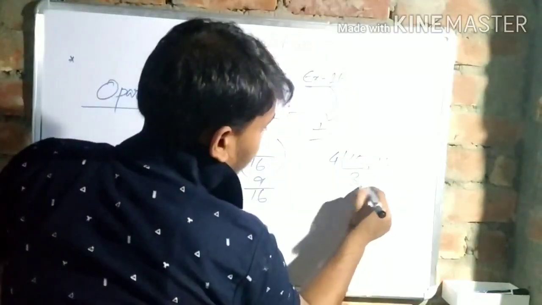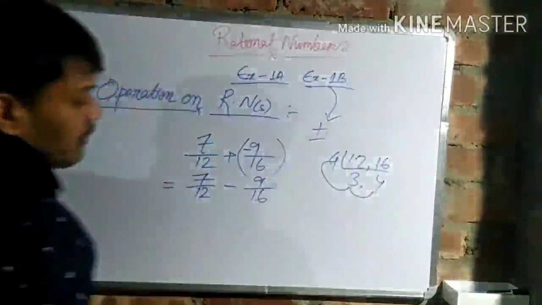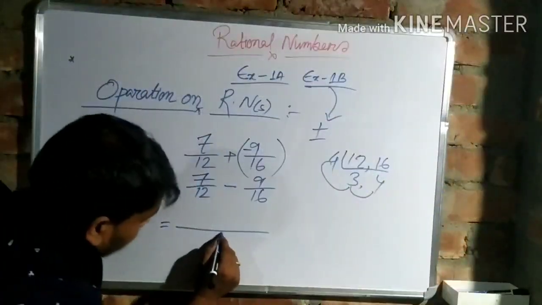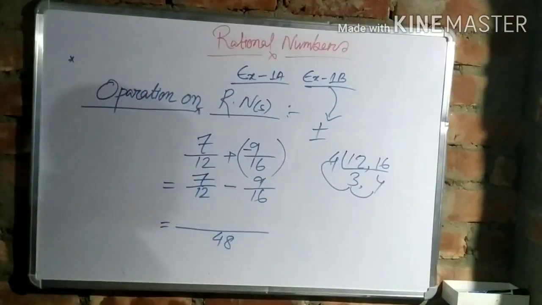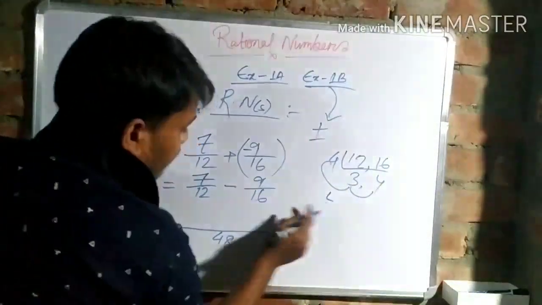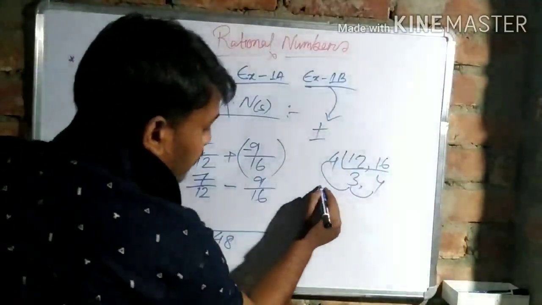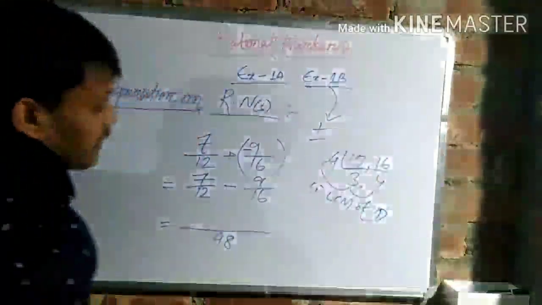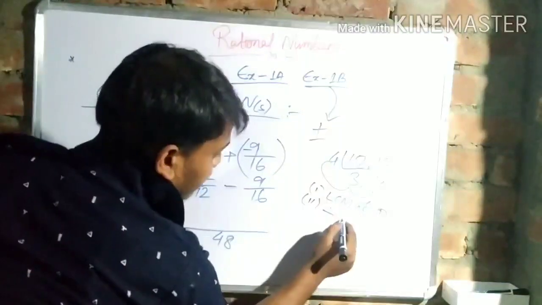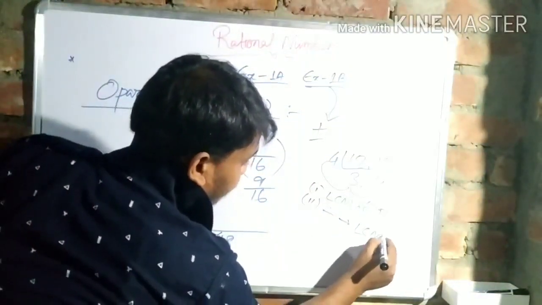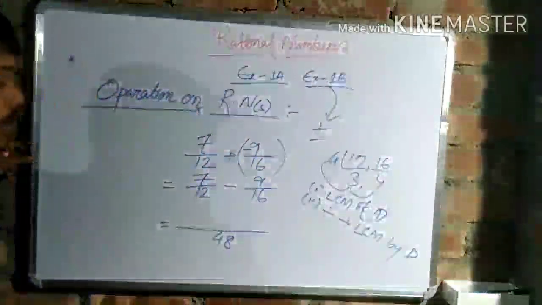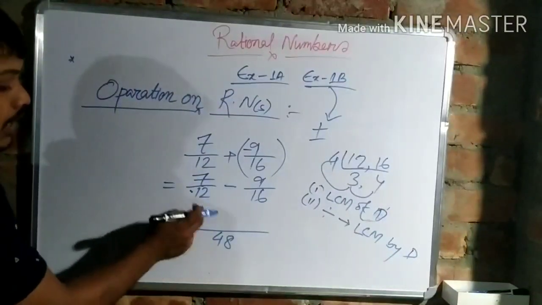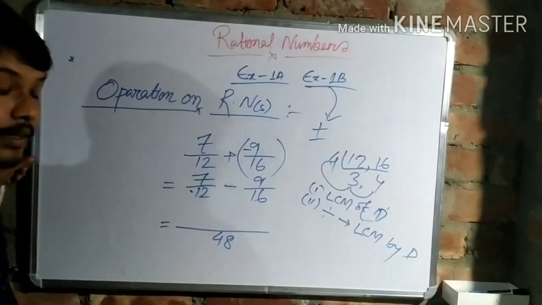Divisible by 4, so 3 and 4, 12 times 4 is 48. So in the denominator we write 48. The next step is to divide the LCM by the denominator. First we find the LCM of the denominators, then divide this LCM by each denominator. So if we divide 48 by 12, then the result is 4.